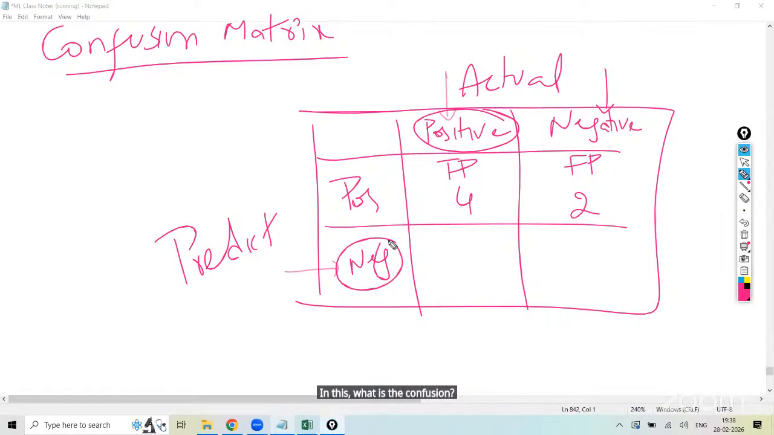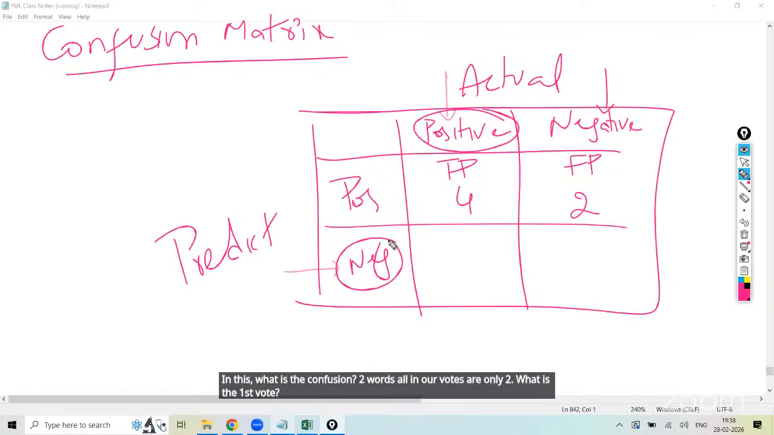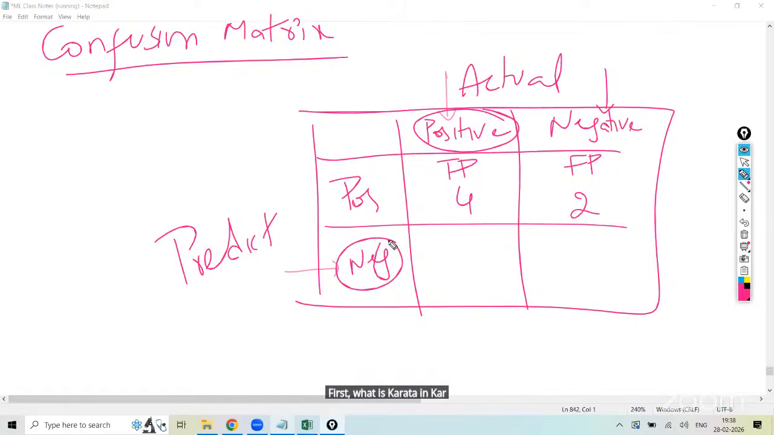Only 2 words, right? What is the first word? Is the first word correct or incorrect? What is the second word? Whatever it has predicted. Now in this, actual is positive, predicted is negative. Correct or incorrect? Incorrect. First write the F letter. Incorrect means F letter. Then whatever it has predicted. What has it predicted? Negative.